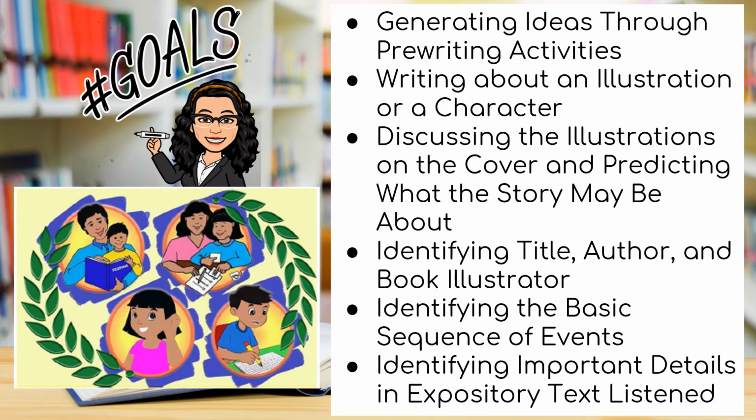These were the lessons we have discussed today. Generating ideas through pre-writing activities, writing about an illustration or a character, discussing the illustrations in the cover, and predicting what the story may be about, identifying title, author, and book illustrator, identifying the basic sequence of events, and identifying important details in expository text listened to.